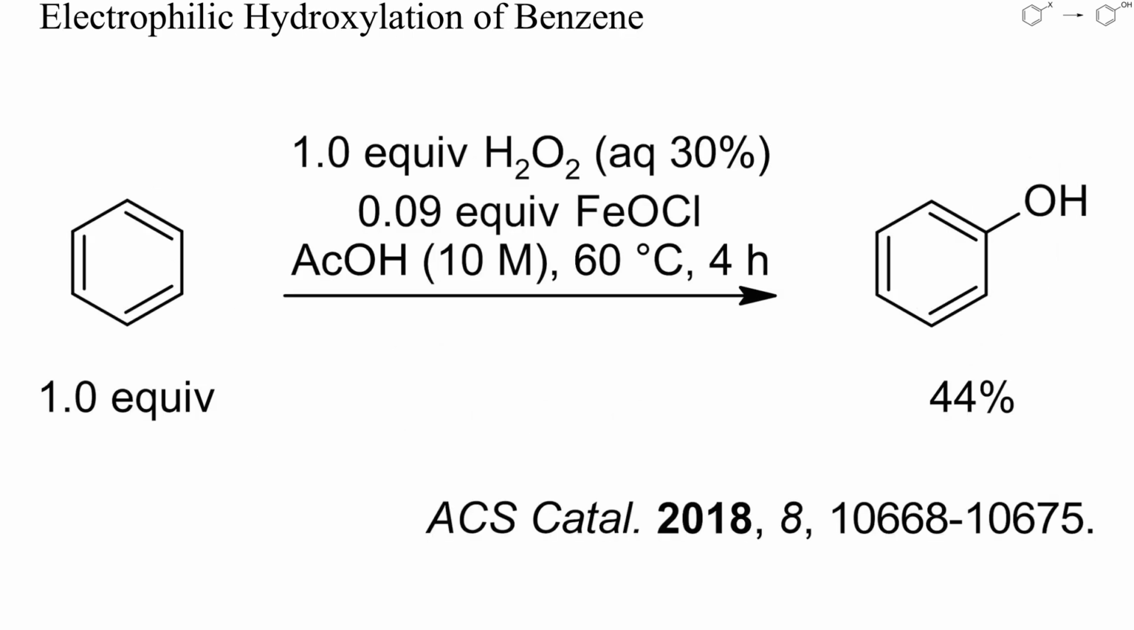Let's check some specific examples. This here is a direct hydroxylation of benzene with hydrogen peroxide, catalyzed by iron(III). Because phenol is much easier to oxidize than benzene, 44% yield of clean phenol is not too bad.